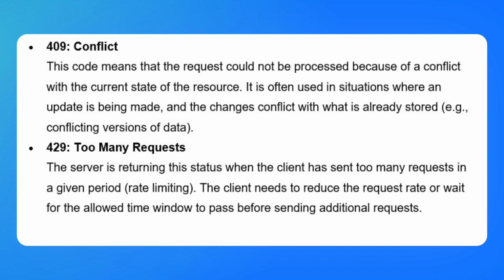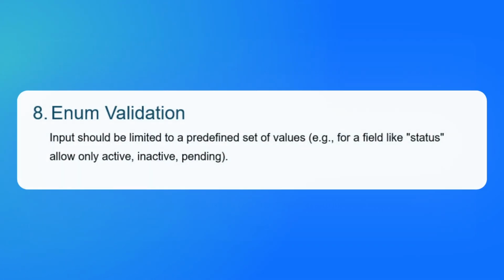429 too many requests. The server returns this status when the client has sent too many requests in a given time frame. So this is very important during performance testing. The client needs to reduce the request rate or wait for the allowed time window to pass before sending additional requests. Then we have enum validation. Input should be limited to a predefined set of values. For example, status should be active, inactive, or pending.